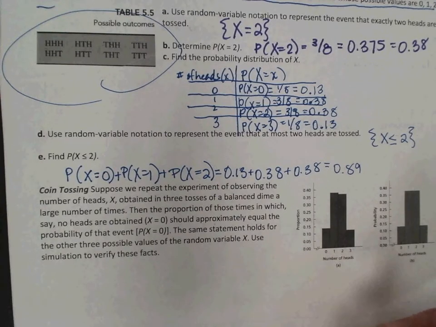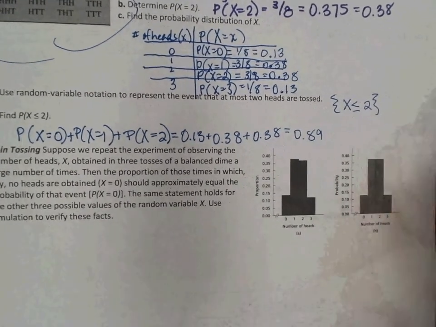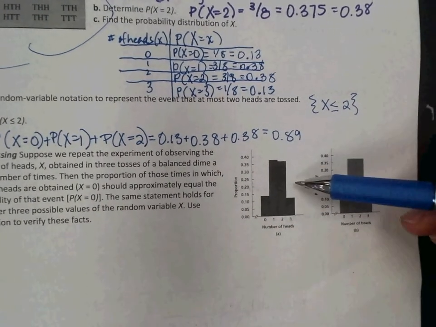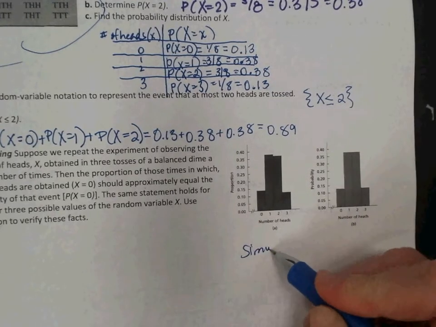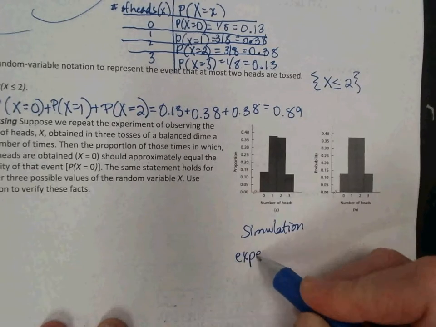Use simulation to verify. So just like we did when we did the tossing of the die, we could pull up a simulation and do, say, 1,000 trials. And we would see ultimately, this is an example of a simulation. So this is a simulation or experimental probability.